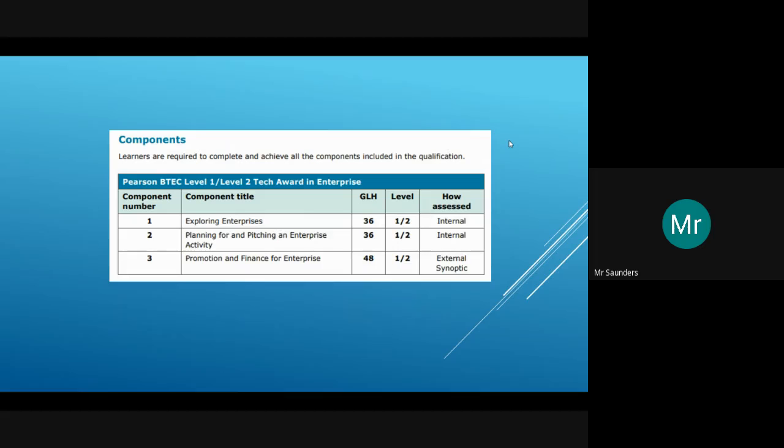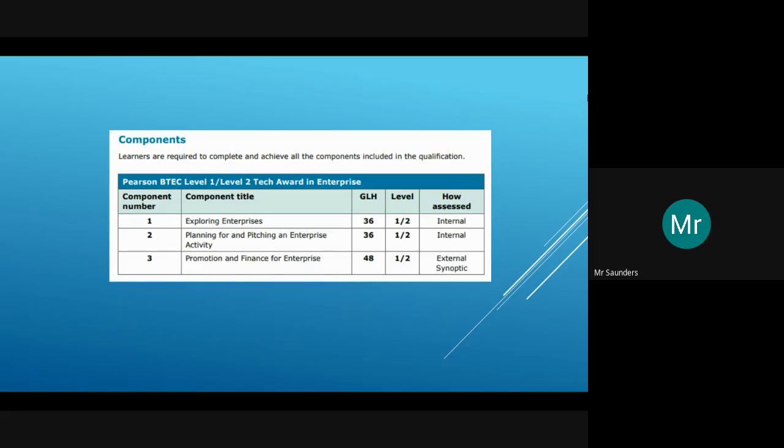The final part of component 1 is to think about competition and market research. How do we use that information in order for our enterprises to be successful, and how do we apply that to a practical context? Now, I've mentioned applying this with component 1. The way this one is assessed is very much internally.